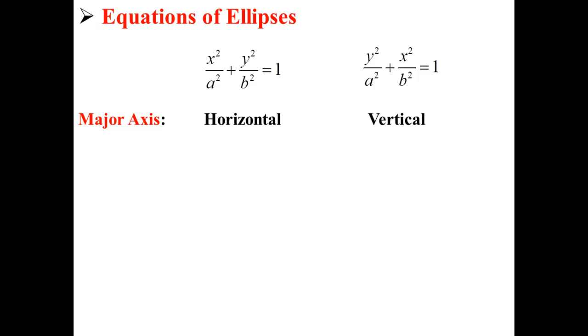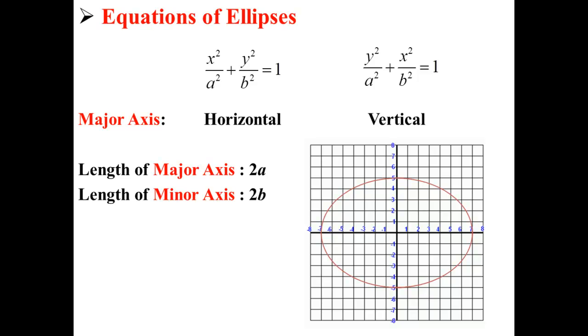The equation of an ellipse depends on whether the major axis is horizontal or vertical. If it's horizontal, the equation is x squared divided by a squared plus y squared divided by b squared is equal to 1. If the major axis is vertical, then the equation is y squared divided by a squared plus x squared divided by b squared is equal to 1.